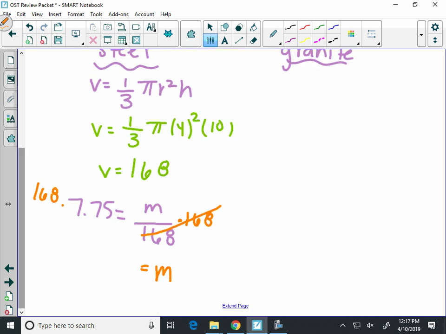And then you do 168 times 7.75, and what do we get when we do that? 1,000 what? 1,302. So that's the mass of the steel cone.